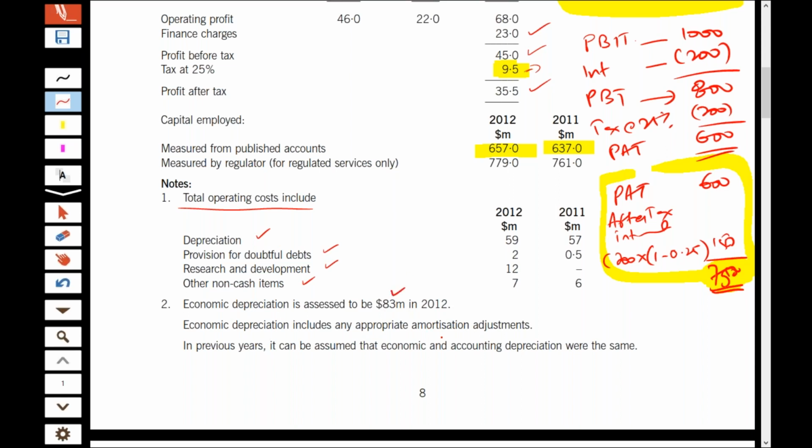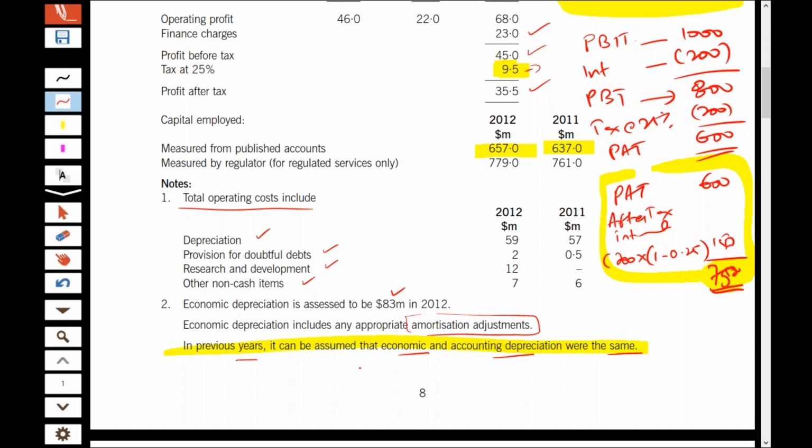We are being given economic depreciation, and we see that economic depreciation only includes any appropriate amortization adjustments. It says in previous years, it can be assumed that the economic and the accounting depreciation were the same. What does this line mean?